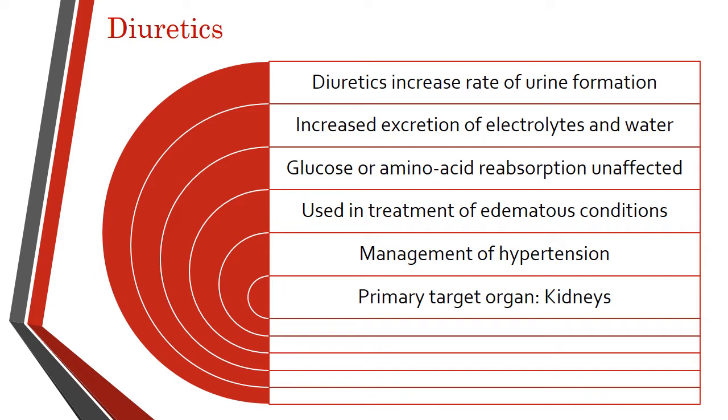What are diuretics? Diuretics increase the rate of urine formation by increased excretion of electrolytes and water. Glucose or amino acid reabsorption remains unaffected. Diuretics are used in the treatment of edematous conditions as well as the management of hypertension. The primary target organ for the diuretics is the kidneys.